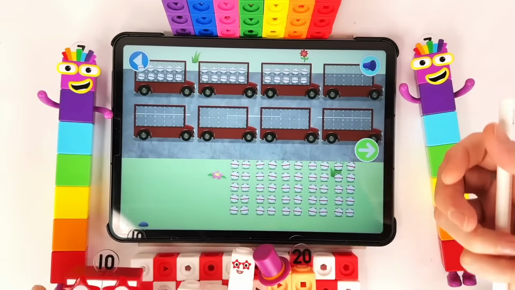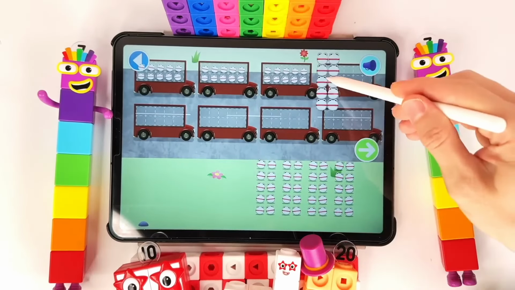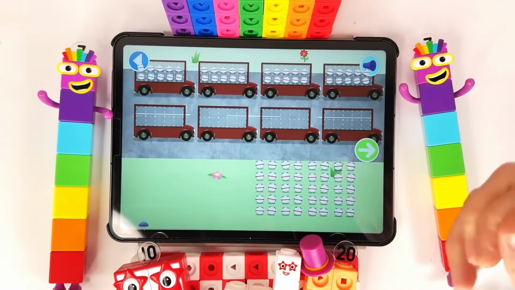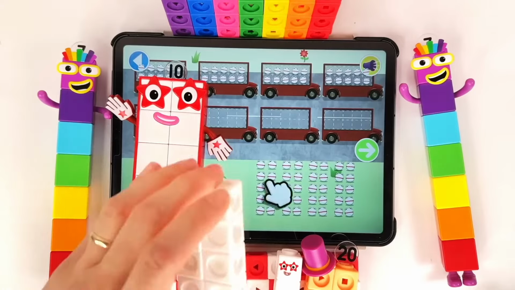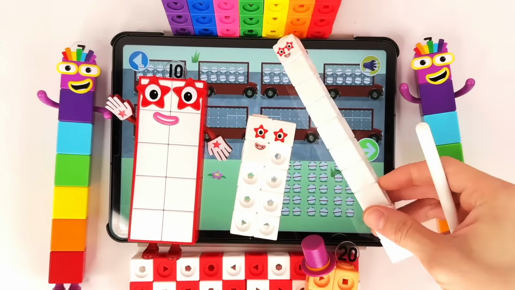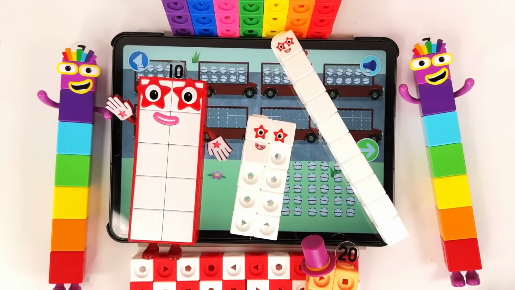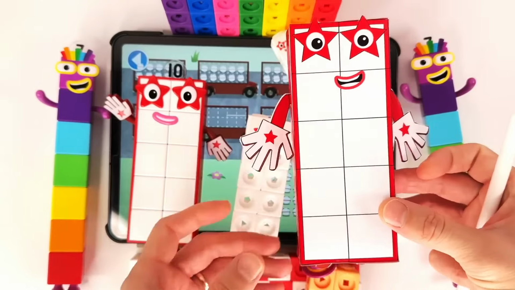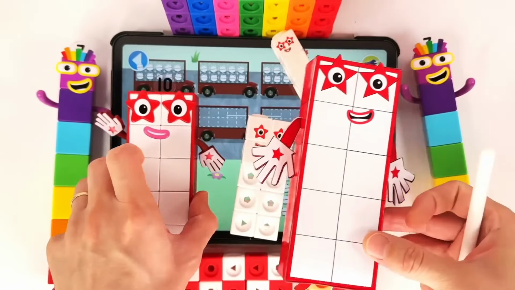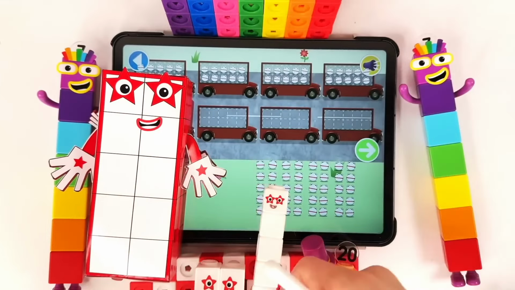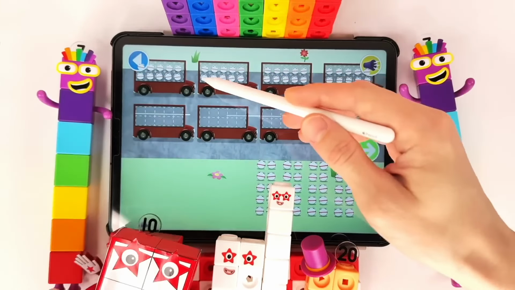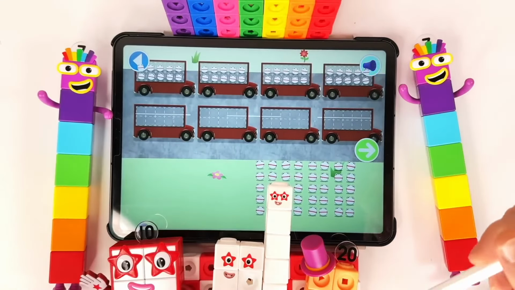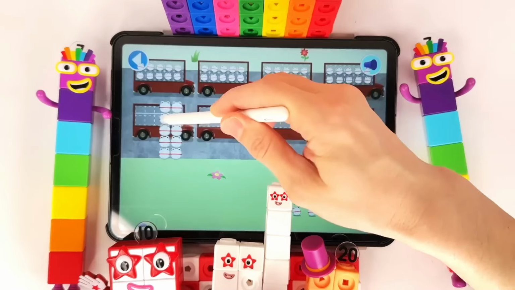And now we find the next number. 10 plus 10 plus 10 plus 10 equals 40. Very big number block. Tap the green arrow when you've counted the right number of number blobs. 40 number blocks. 10, 20, 30, 40. Count the number blobs into the buses in tens.